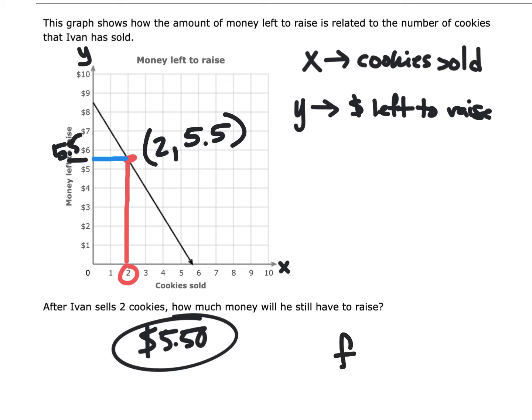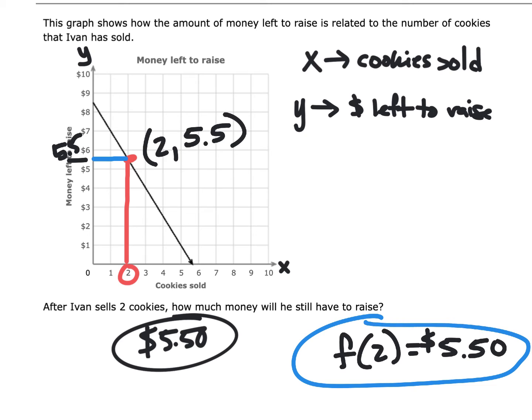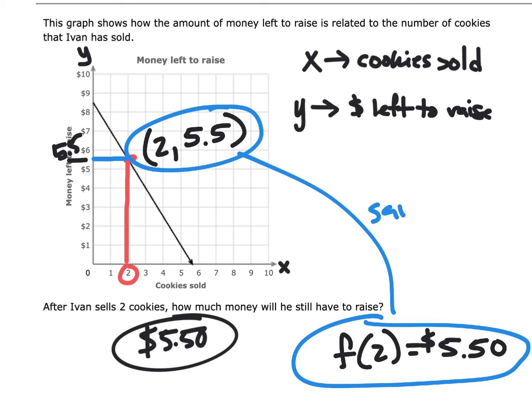But we can write this as f of 2 is equal to 5.50, and we can put a label on that. And what this means, remember that these two things, when I write this in function notation and when I write my point like this, these two things represent the same thing, okay? And so, you just got to look at the graph and answer that question. Think about what's it asking you.